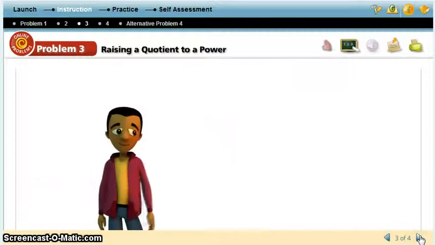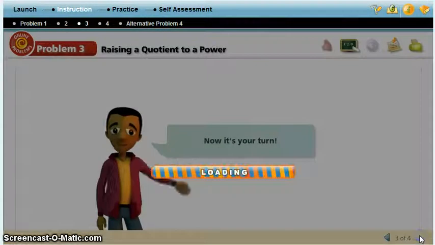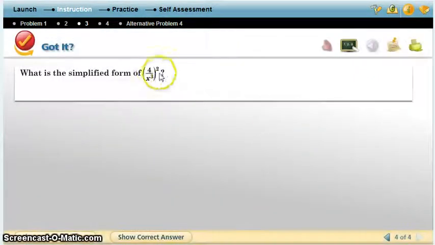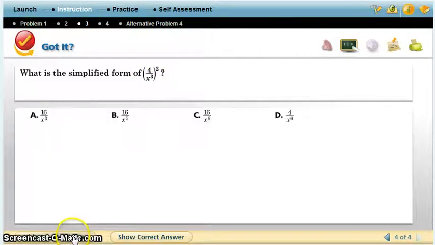I want you to try a quotient to a power problem. This one you have 4 divided by x to the third, and that entire quotient is raised to the second power. It's kind of like distributing. You want to distribute that exponent to each one of those pieces of the quotient. Here are some answer choices that you can pick from. It also helps if you get an answer and it doesn't show up here. That means you need to go back and double check what you've done.